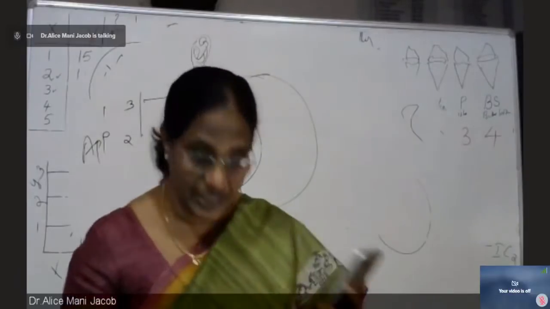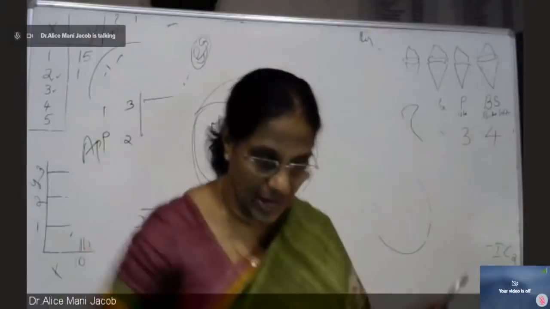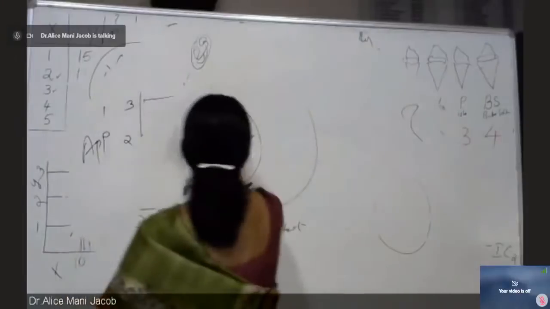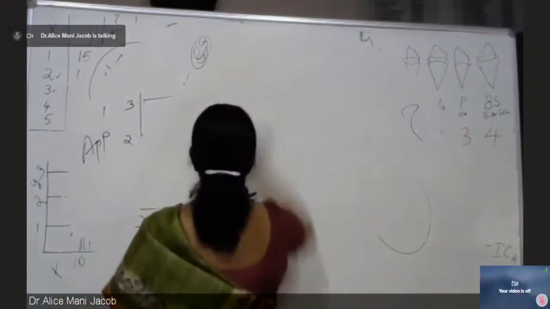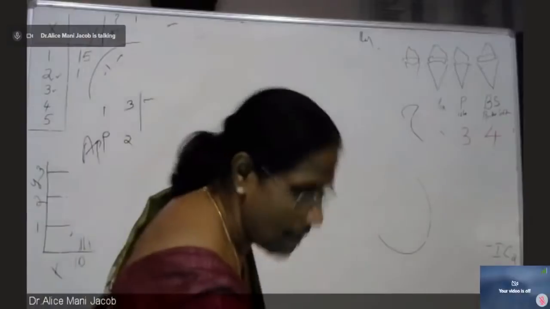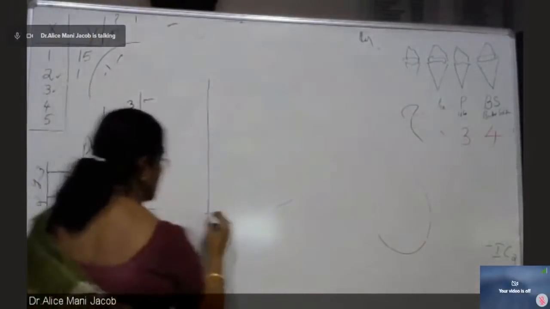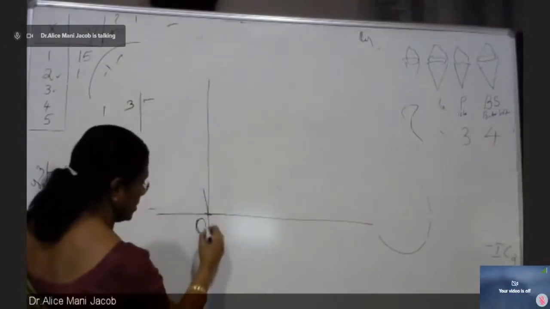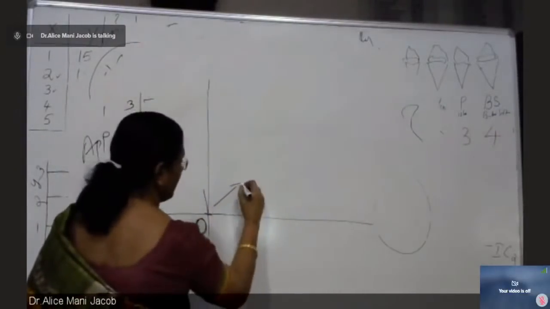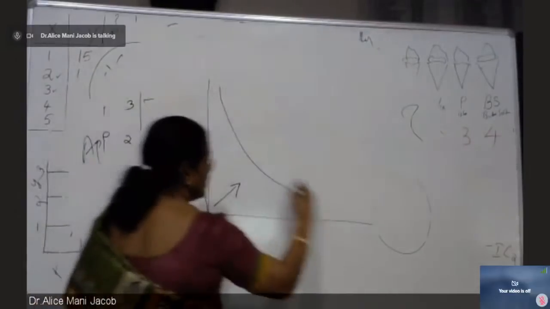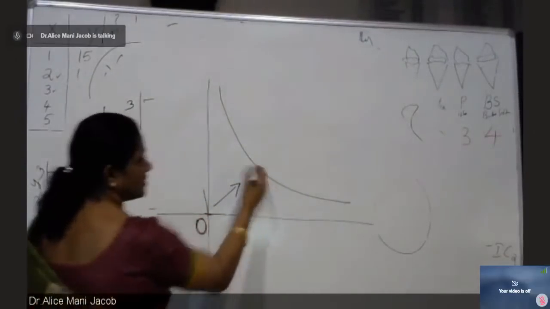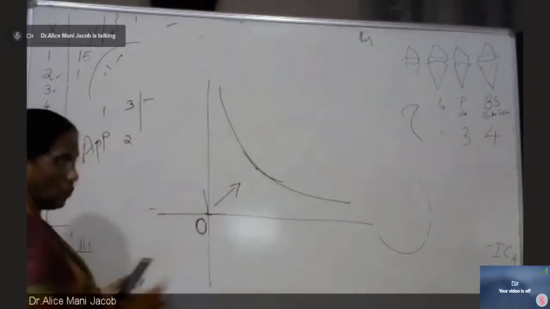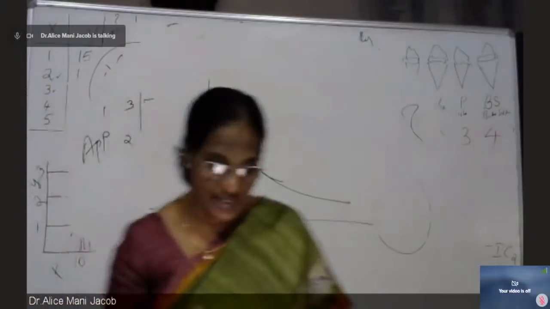Meaning of convex to the origin. Yes, good that you are asking. I'm happy because you are listening to the class. That's why you are asking, isn't it? So convex to the origin means this. This is the origin, isn't it? There are 4 quadrants. If you look from here, what is the shape here? It is convex, isn't it? This part is convex. This is convex to the origin. I hope I have answered you.